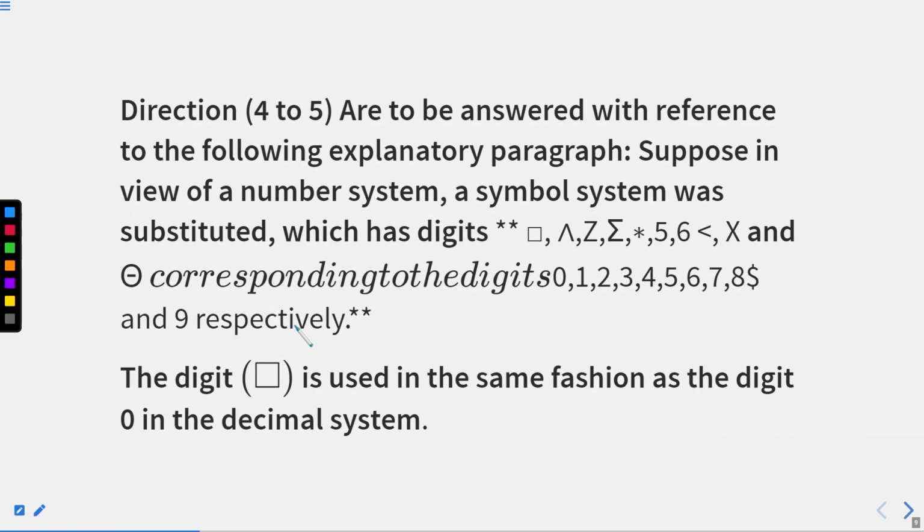As you know, this question has a direction. So this direction applies to question number 4 as well as question number 5. So first we'll make sure to read the direction carefully. I'll read it for you here itself. Question number 4 and 5 are to be answered with reference to the following explanatory paragraph. Suppose in a view of a number, a symbol or a symbol system was substituted.